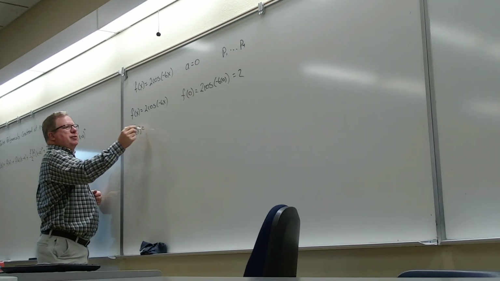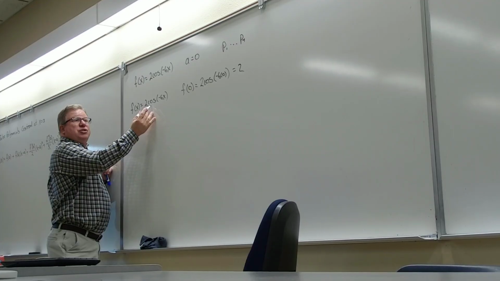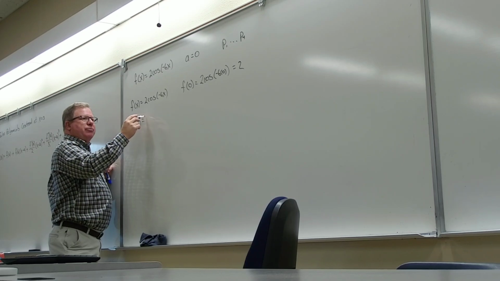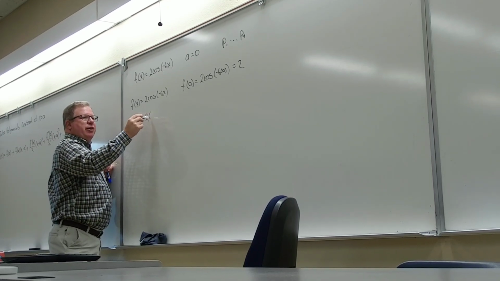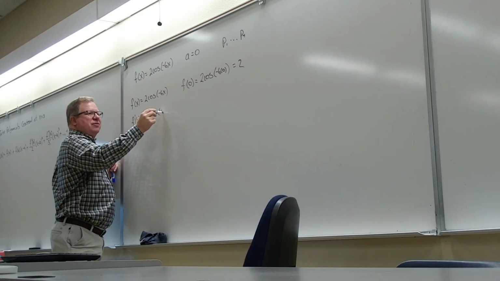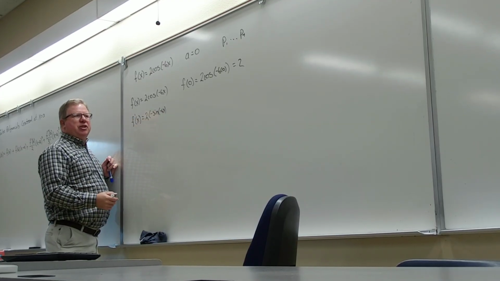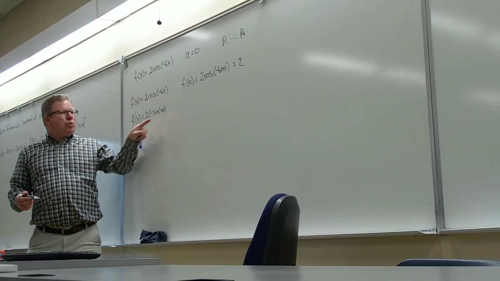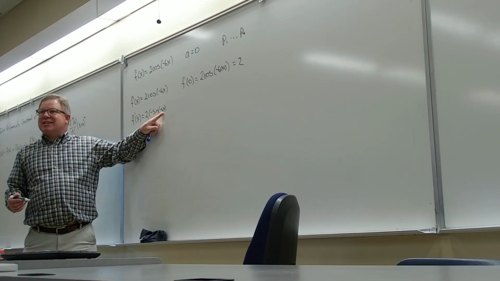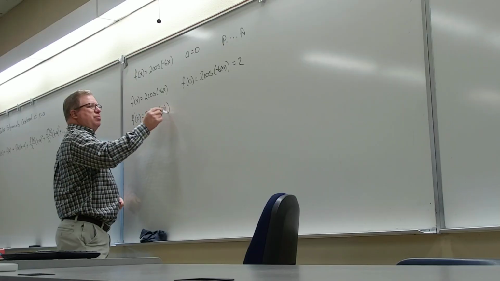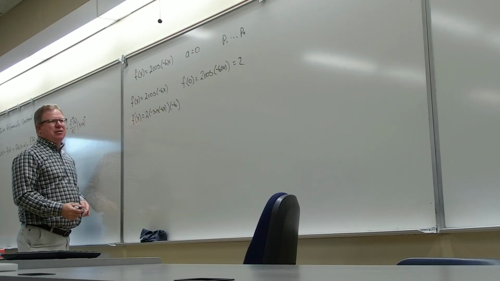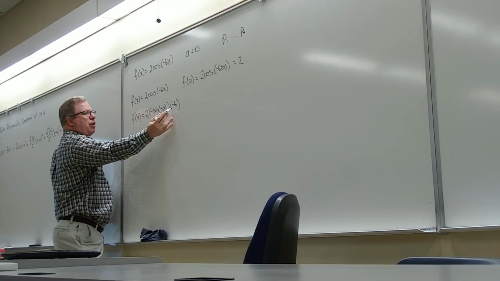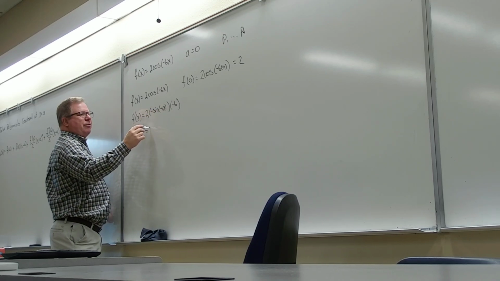f prime of x. The derivative of cosine is negative sine. Okay, I'm going to write all this out, but I'm not always going to do this. 2 times negative sine, negative 6x. But then we got to use chain rule, right? Multiply by the derivative of the inside. What's the derivative of negative 6x? Negative 6. So I'm going to put a negative 6 out here like this. So that negative and that negative will give us positive. 6 times 2 is 12.